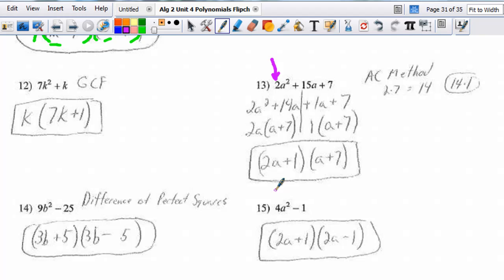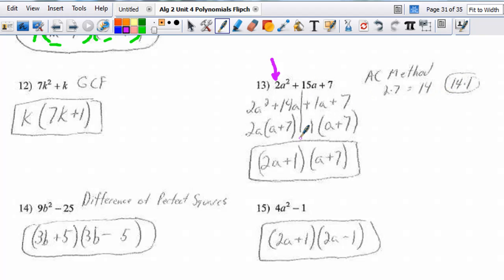So if you take 2 times 7, you're going to get 14, and then I need to look at this middle term. I need to think of factors of 14 that can add up to that middle term. So I can replace the 15a with an equivalent expression, the 14a plus 1a. That adds up to 15a. It's the factors of 14.